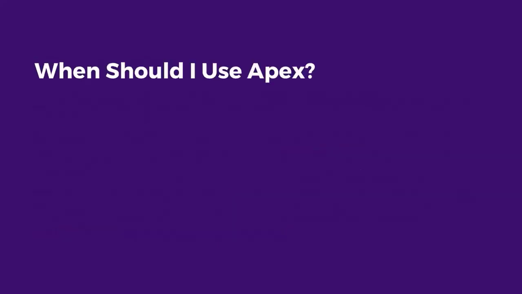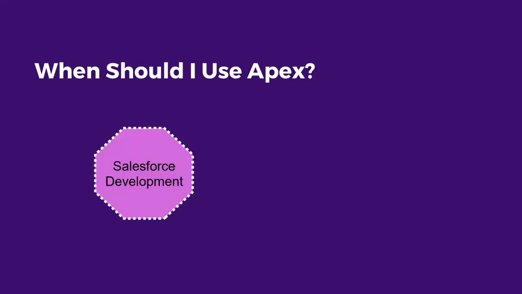We will discuss when we should use Apex. We have some scenarios when we should consider using Apex. The first is Salesforce development. Apex is a native programming language for Salesforce, and it allows us to customize and extend the functionality of Salesforce applications. You can use Apex to create custom objects, triggers, classes, and web services within Salesforce.